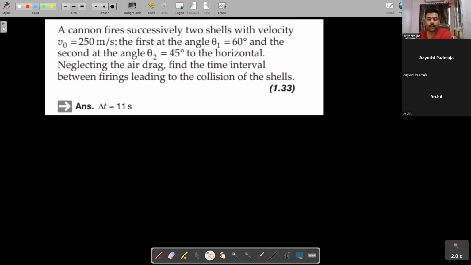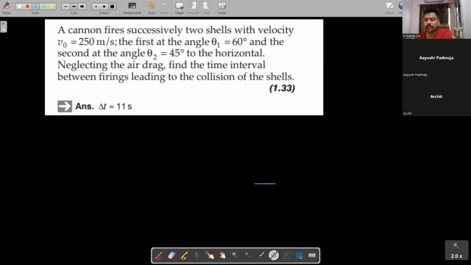See, what this question is saying. A cannon fires successively, one after another, two shells with the same velocity. The first at an angle theta 1, 60 degree, and the second at an angle 45 degree to the horizontal. There is no external force. So you have to find the time interval between firings leading to the collision of the shells.